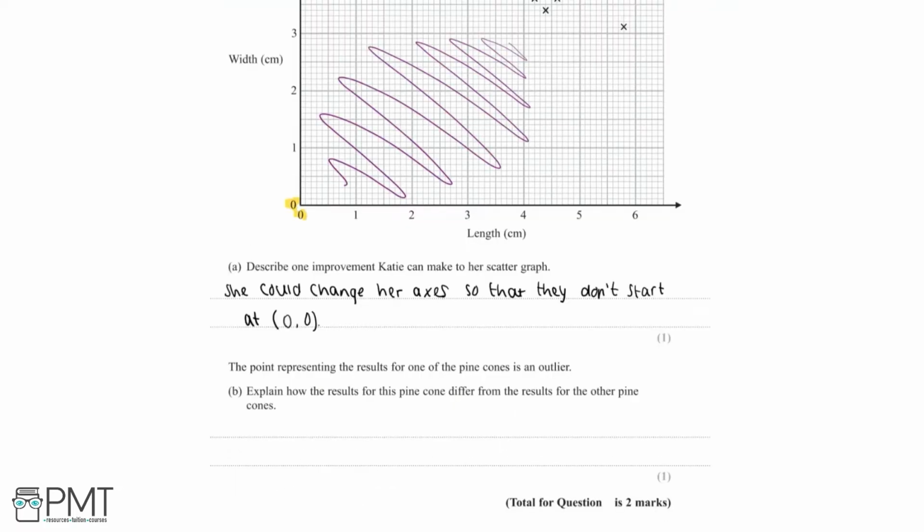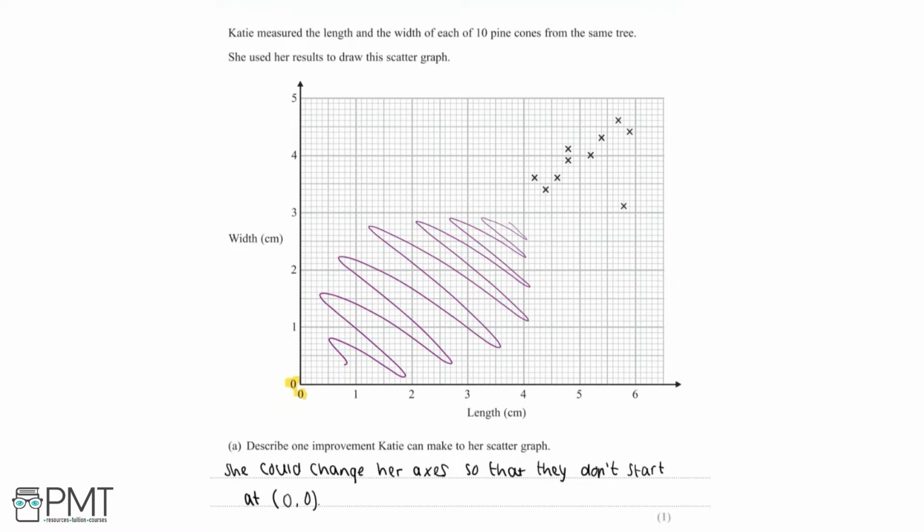Now in part B, we're told that the point representing the results for one of the pine cones is an outlier. We need to explain how the results for this pine cone differ from the results for the other pine cones. Taking another look at our graph, we can identify this point as our outlier.